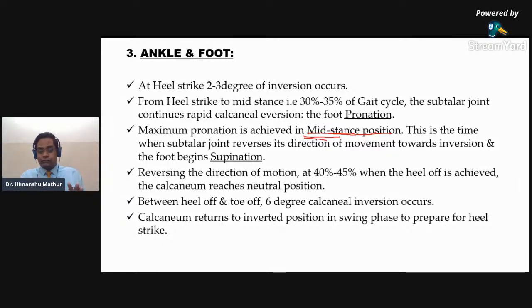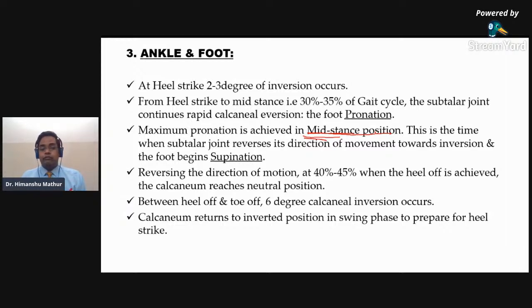So after 30 or 35% of the gait cycle, when I pass the mid stance, my calcaneum again tries to come into inversion from eversion. So the foot begins with supination. Now, reversing the direction of motion at 40 to 45%, the heel off is achieved, and the calcaneum reaches its normal or neutral position.